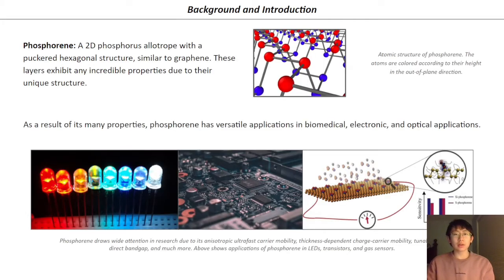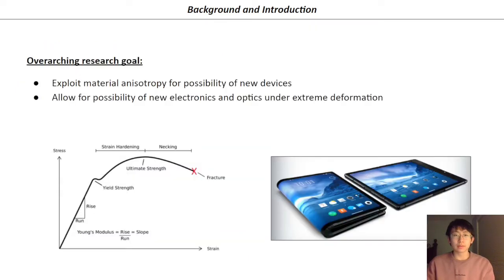As an introduction, phosphorene belongs to an emerging class of 2D materials that may dramatically change the way electronics perform under extreme conditions. Because of phosphorene's unique puckered structure, it has many incredible properties, resulting in many applications of phosphorene in biomedics, electronics, and optics.